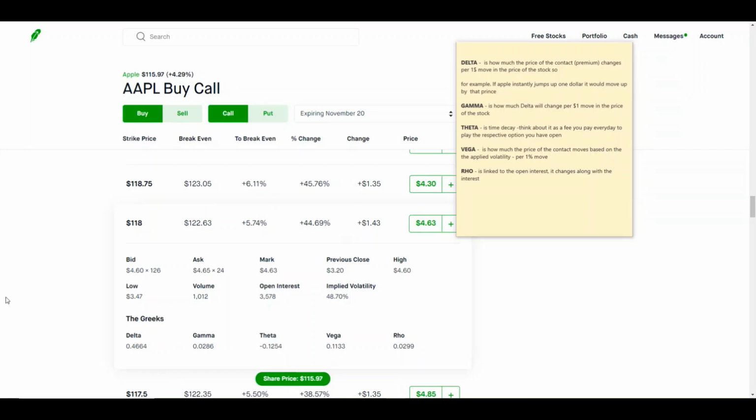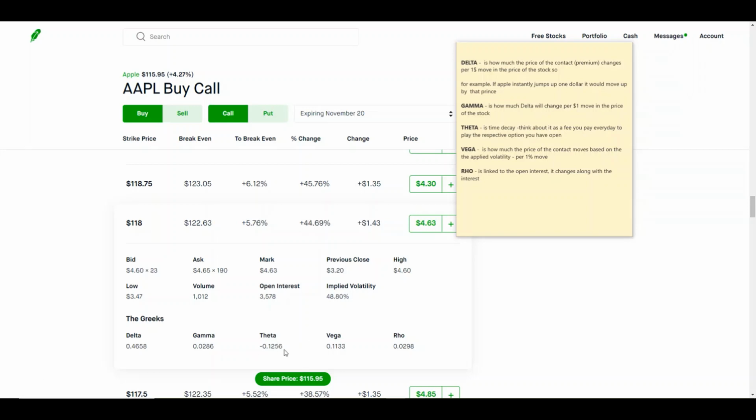And I just want you guys to remember, these are constantly changing. Just like how the stock price is changing, the Greeks are constantly changing. That's why I'm recording this video during live trading hours, so you guys know that the Greeks never stay the same. All right, so let's move on to theta.